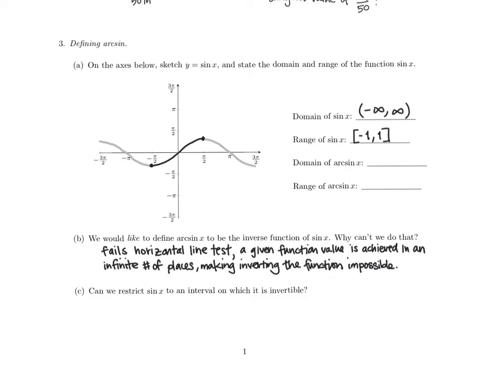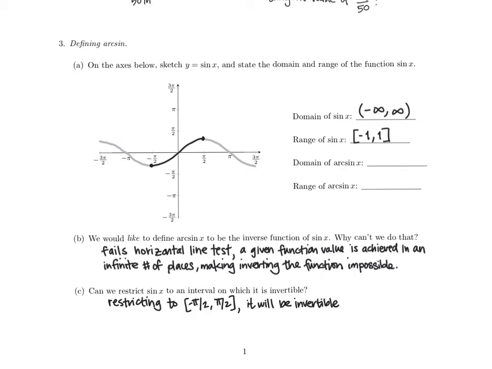And if I just look at that piece, right, all values for sine of x have been achieved, and it passes the horizontal line test. So I'm going to write down here that yes, if I restrict it from negative pi over 2 to positive pi over 2, it will be invertible.